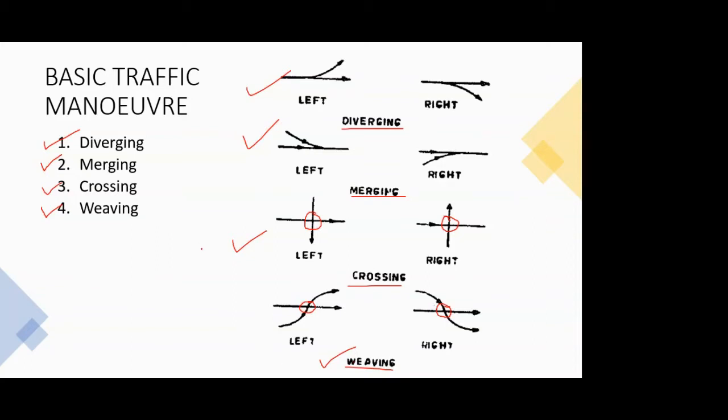So these are the 4 basic maneuvers, and for understanding the working of any interchange or any intersection, you need to understand what will be the movement of the vehicles over there. So that's why I have shown this slide.